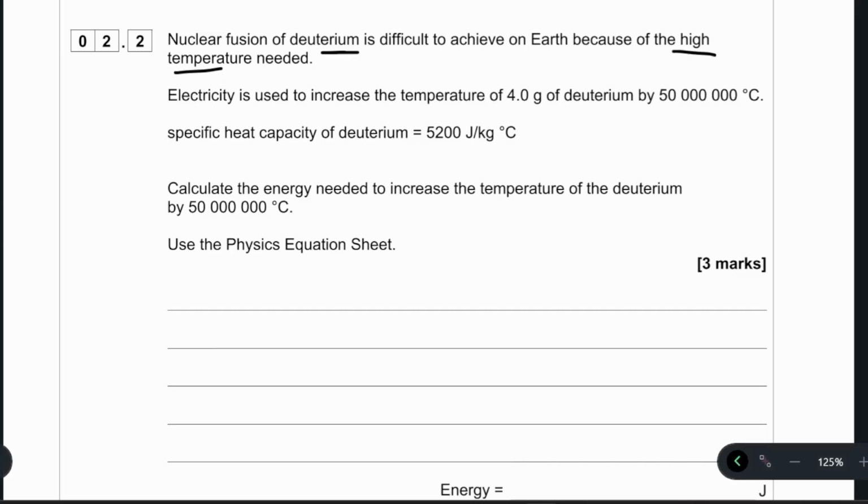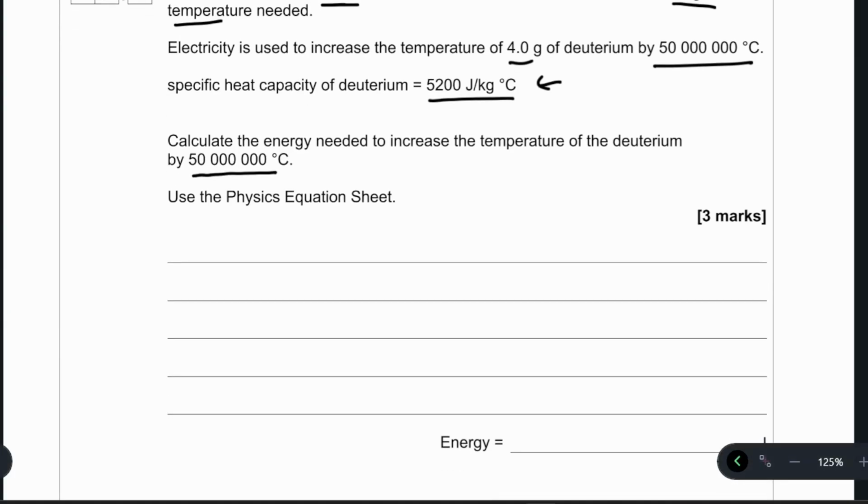Electricity is used to increase the temperature of 4 grams of deuterium by 50 million degrees Celsius, and we're given the specific heat capacity. So straight away, we're going to have to do something with this. Probably going to have to use this in our temperature equation. So calculate the energy needed to increase the temperature of deuterium by 50 million degrees Celsius. Great. So first of all, we want to write down the equation.